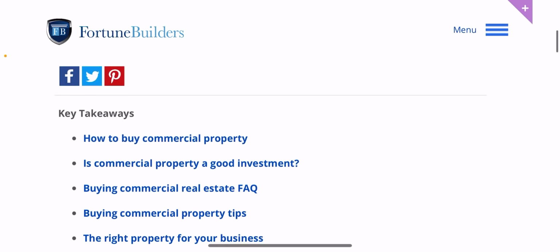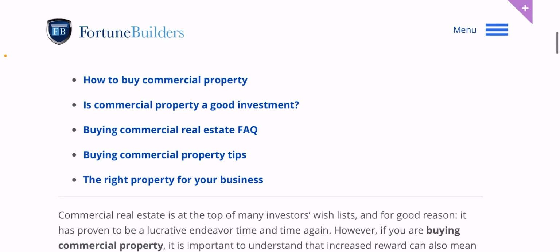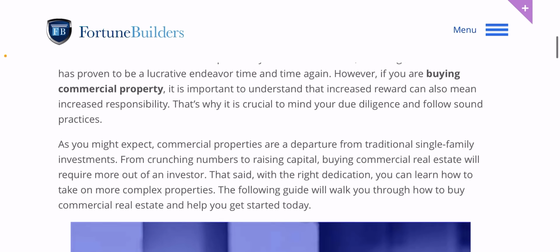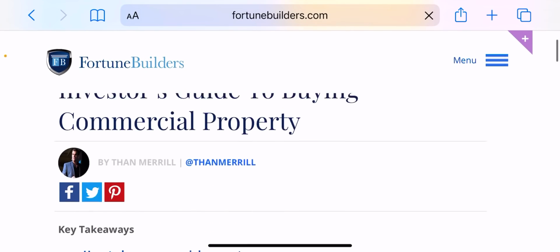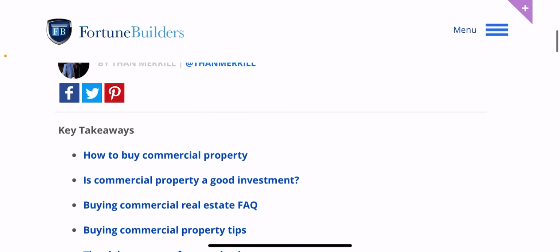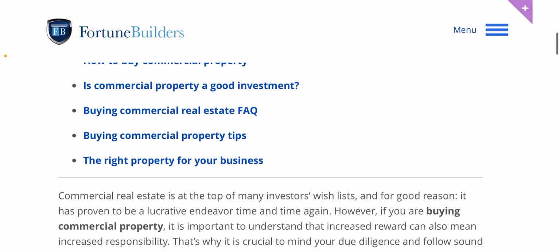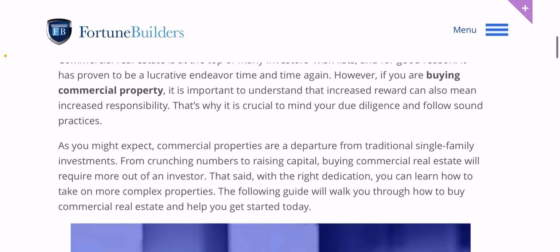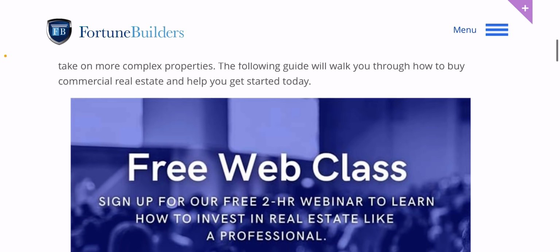Hey guys, today we'll be talking about an investor's guide to buying commercial property. So if you're an investor and you want to invest in commercial property, then you are at the right place. Commercial real estate is at the top of many investors' wish lists, and for a good reason.